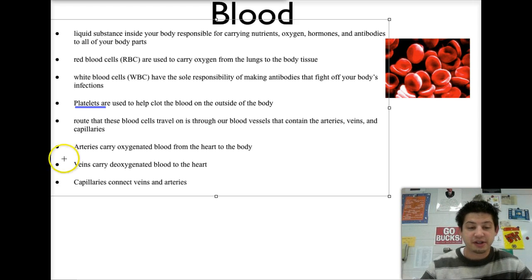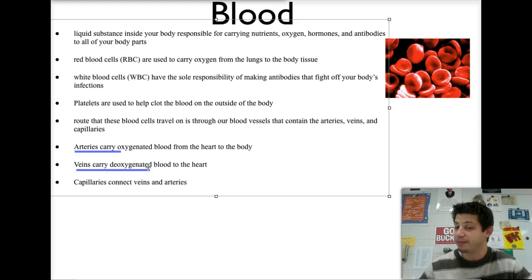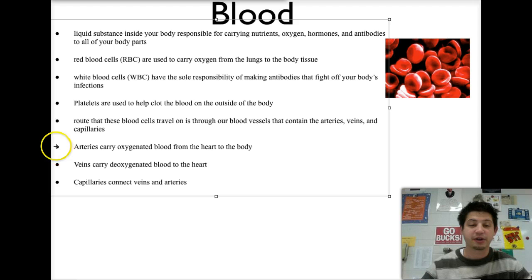So let's take a look at the route that these blood cells travel through. First of all, we have the arteries, the veins, and capillaries. Arteries carry oxygenated blood from the heart to the body. Veins carry deoxygenated blood, which means what? You're right, there's no oxygen. So that goes back to the heart and the lungs. And the capillaries are responsible for connecting the veins and arteries.